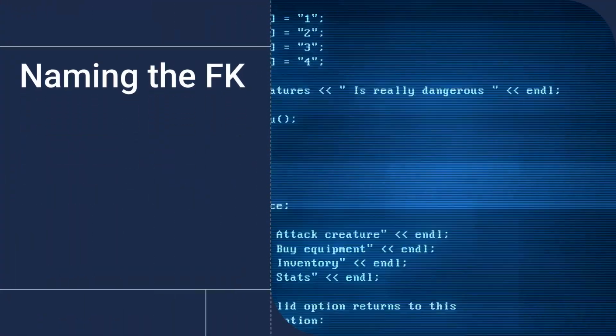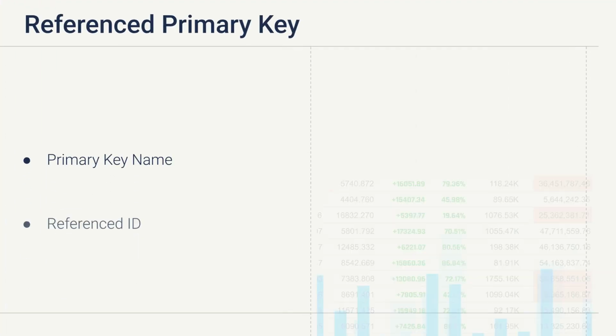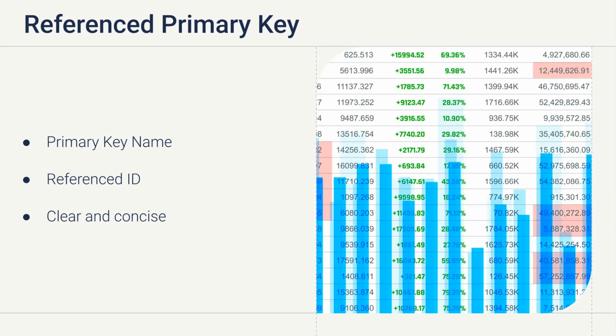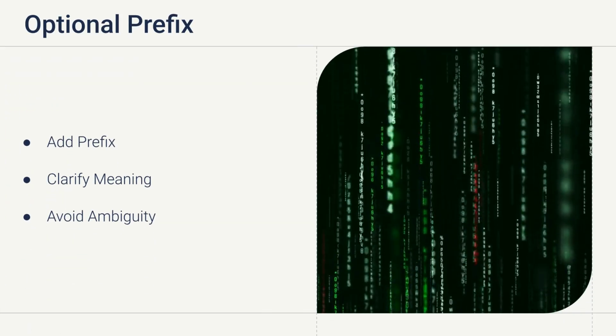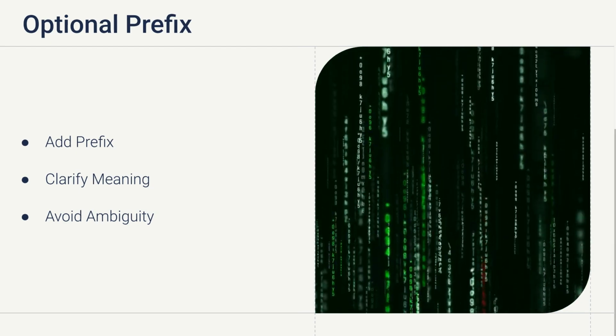Naming conventions help keep your schema readable. The foreign key is typically named after the referenced primary key, such as passenger ID. An optional prefix, often derived from the relationship name like passport passenger ID, can be added for enhanced clarity.